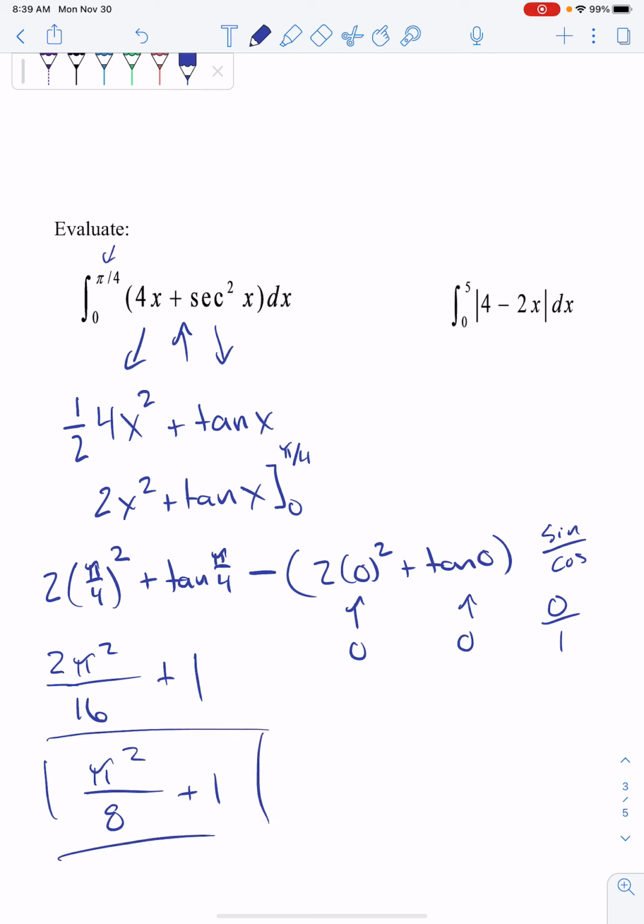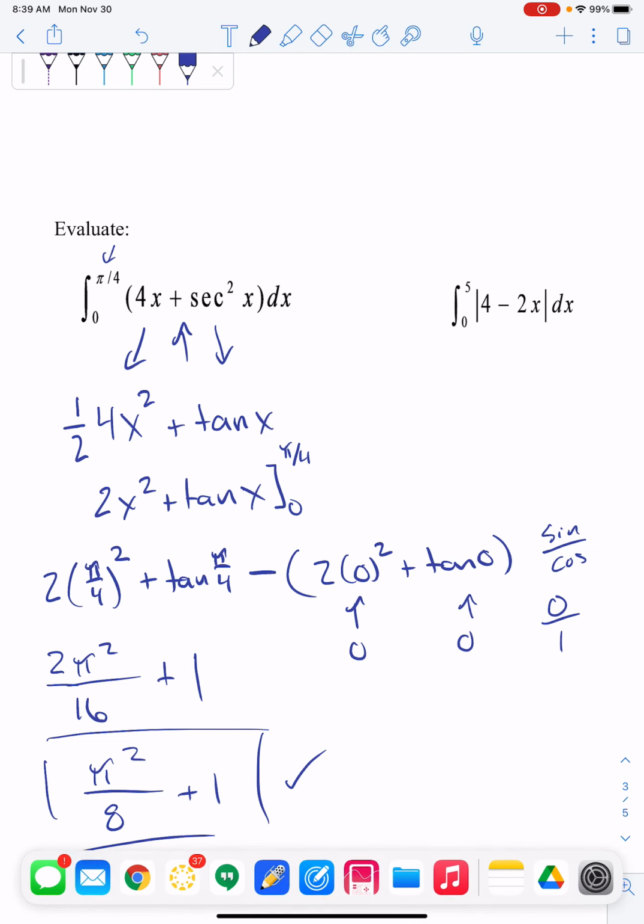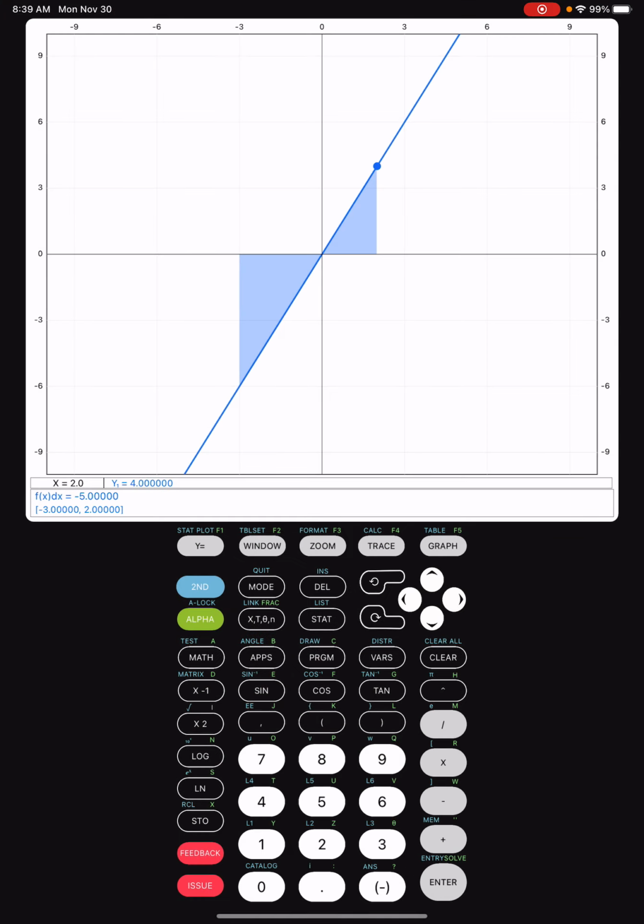I don't need an exact decimal. I don't need to take this exact number and turn it into a great big ugly decimal. I'm okay with this answer right here. If I wanted to check my work again, we could put this into the calculator. I can go back here.